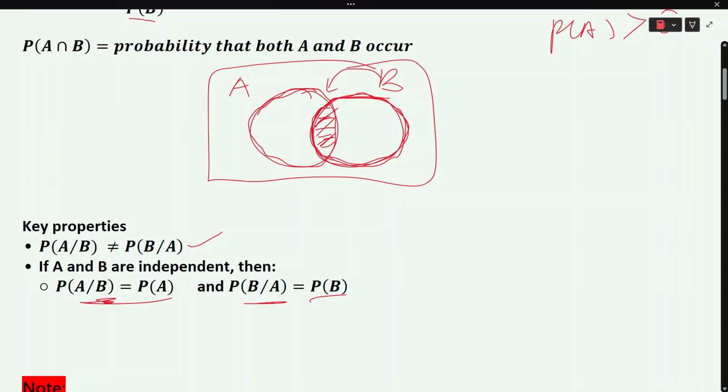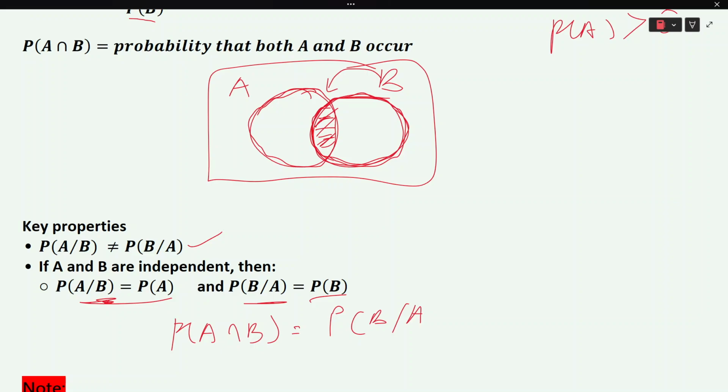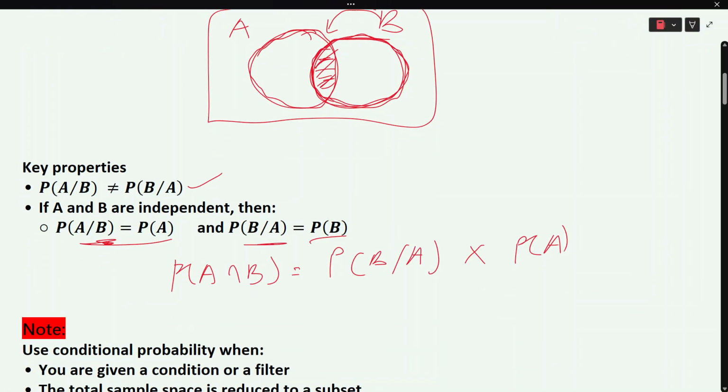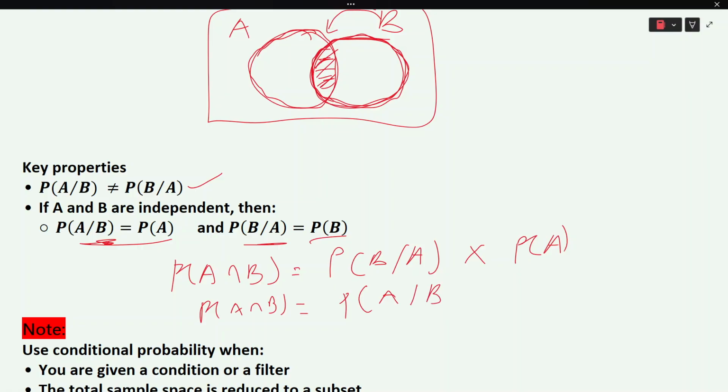So we can also write that if they are independent, then the probability of A intersection B is equal to the probability of B times the probability of A. Or we can also say that the probability of A intersection B is equal to the probability of A given B times the probability of B.